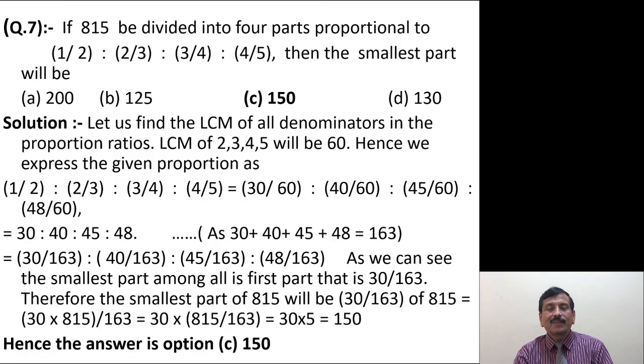Next. If 815 is divided into 4 parts proportional to 1 by 2, 2 by 3, 3 by 4 and 4 by 5, then find the smallest. What we do, we try to make the denominators equal. So LCM of 2, 3, 4, 5 is 60. So we express the entire proportion as something by 60, something by 60, and we get the proportion as 30 is to 40 is to 45 is to 48. The total is 163. So the smallest part is 30 by 163. So we take 30 by 163 of 815 and the answer is 150.